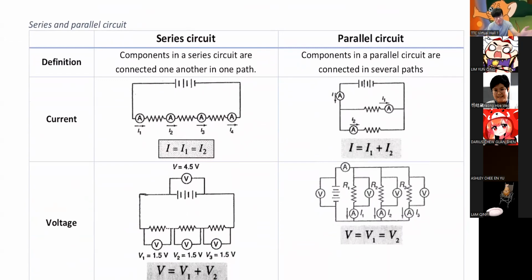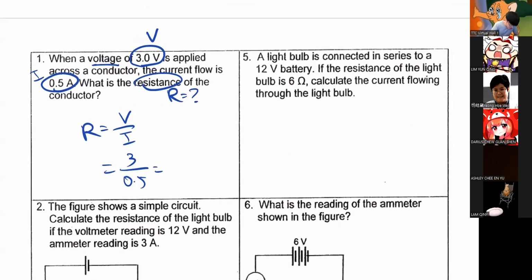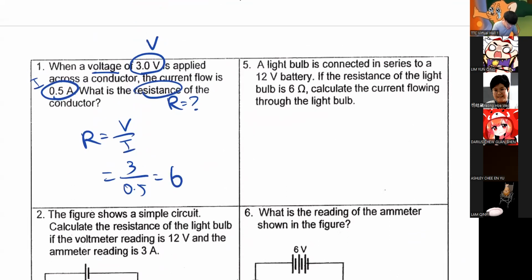I don't care, some schools don't teach it. I don't know why, but this is very important. So the answer here, 3 divided by 0.5, you get 6. And since this is resistance, the unit is ohm, omega. So 6 omega.